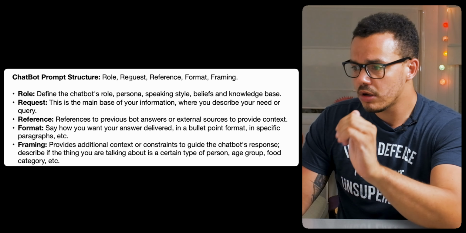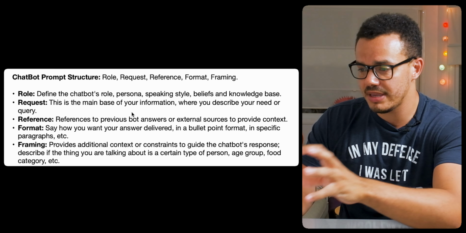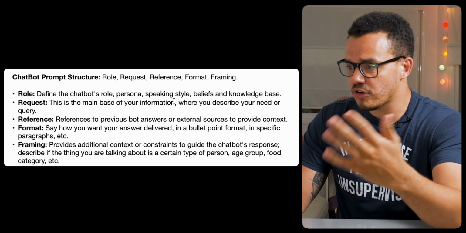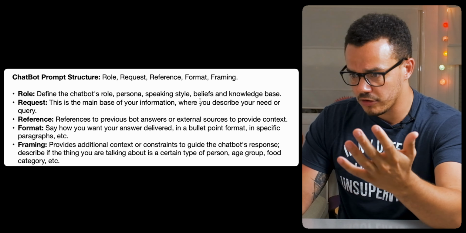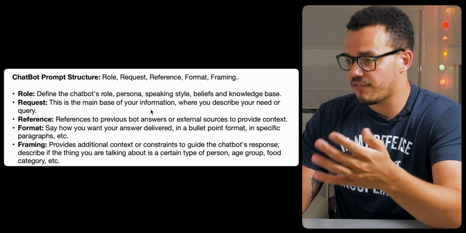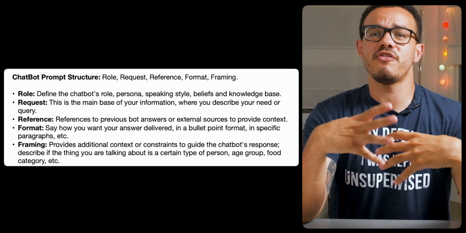It follows role, request, reference, format, and framing. So just to give some context to each category there, a role, define the chatbot's role. The persona, is it a speaking style, its beliefs and knowledge base. The request, what are you asking it to do? So this is the main base of your information, where you describe what you basically want it to do. What's your query? What do you need it to do? The reference, what are you referencing this from?